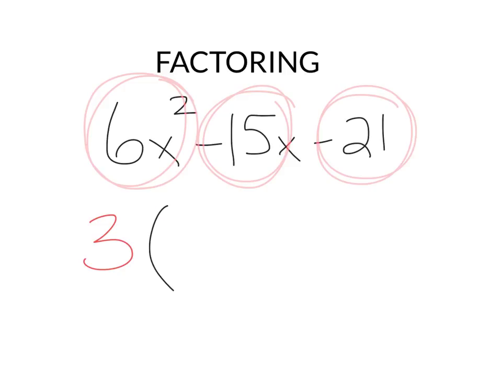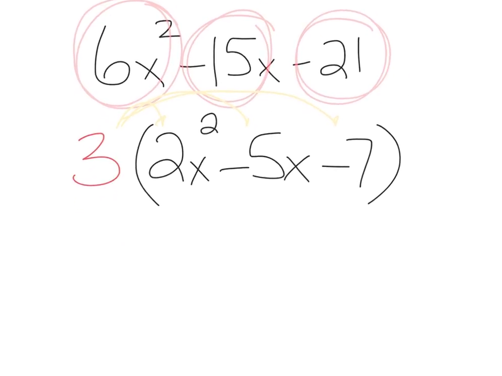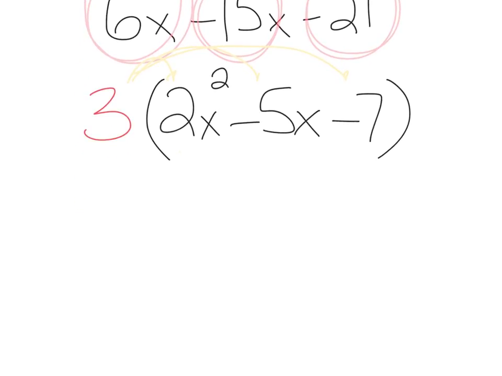So 3 times, well, that would be 2x squared minus 5x minus 7. Which of course, if we were to remultiply this in here, if we were to distribute, you would have to get what you started with. So make sure that you are dividing correctly. Now that we're done with our common factor, we have this quadratic to factor.